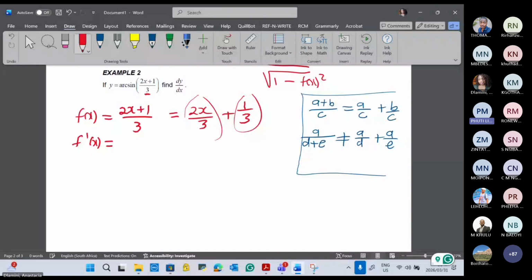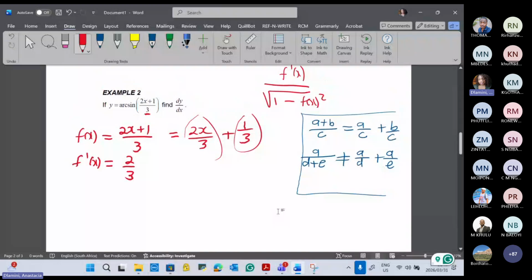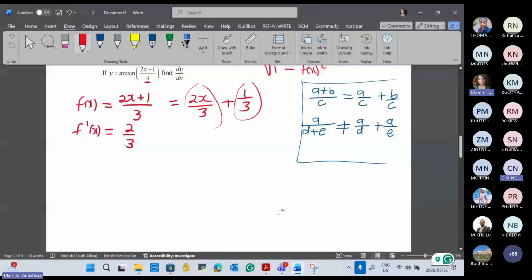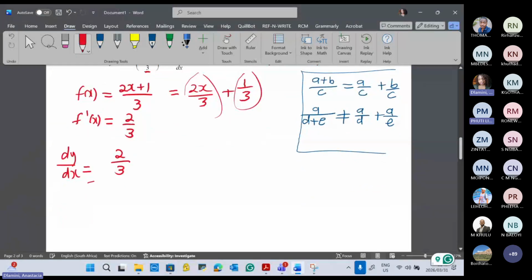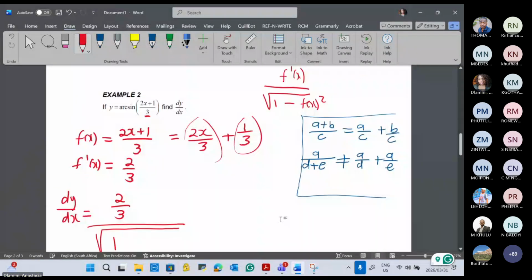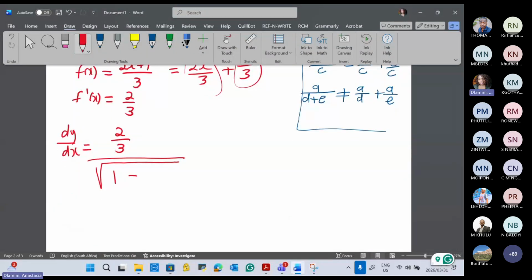Yes, ma'am. So therefore dy over dx is, I hope the network is better, right? So then we know the derivative is 2 over 3 divided by the square root of 1 minus f of x, and in this case f of x is 2x plus 1 over 3, squared.